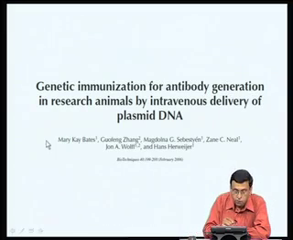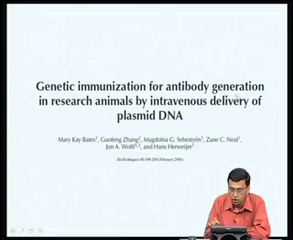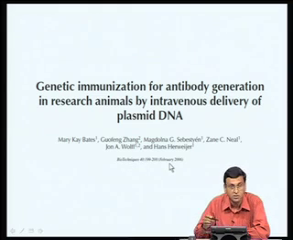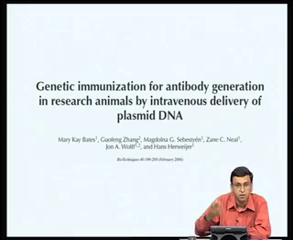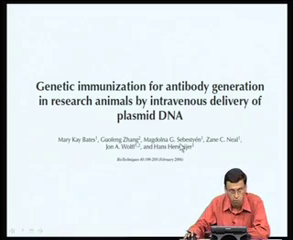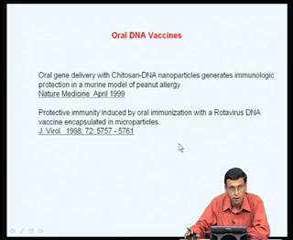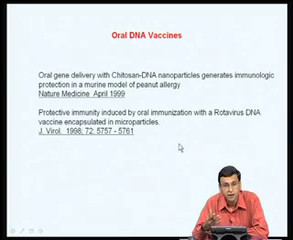In fact, there is a very nice review, genetic immunization for antibody generation in research animals by intravenous delivery of plasmid DNA, that came up in the journal Biotechniques in February 2006, and one can read this review to understand the scope of using this genetic immunization approach for inducing an immune response and generating antibodies. Again, people came up with variations of this basic technique.